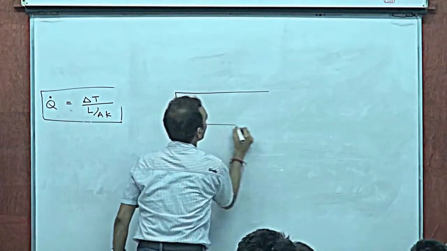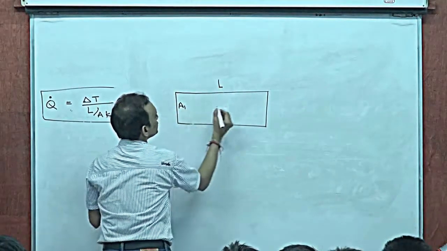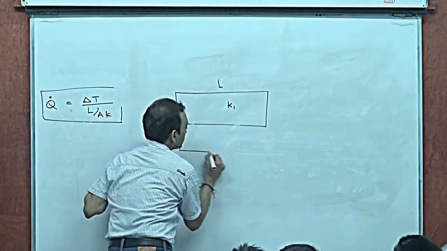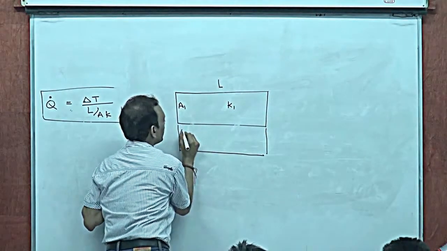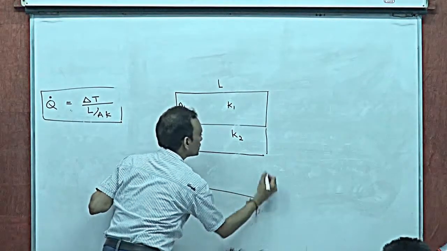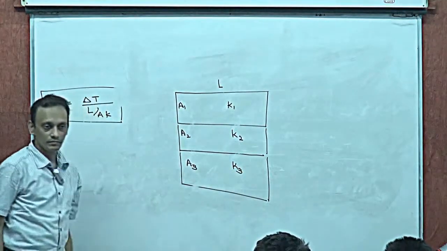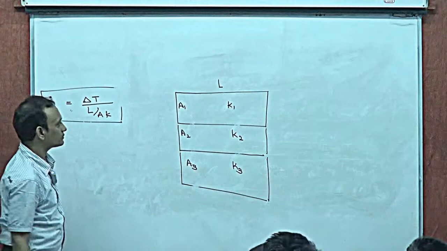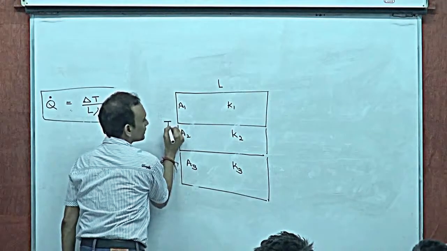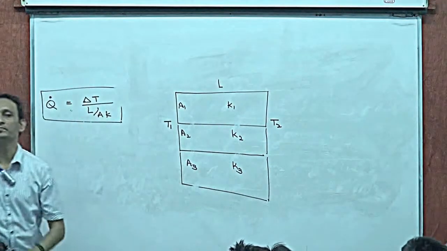say a slab like this of length L, of area of cross section A1 and thermal conductivity K1. Another slab of the same length, say, of area of cross section A2, thermal conductivity K2. A third slab, A3, thermal conductivity K3. Temperature of this surface, say T1, temperature of this surface, say T2. These are the temperatures of the two surfaces.